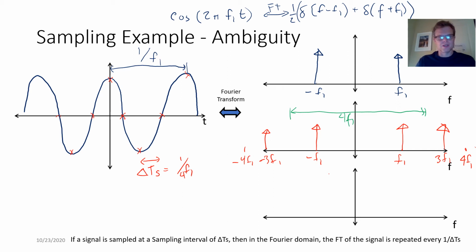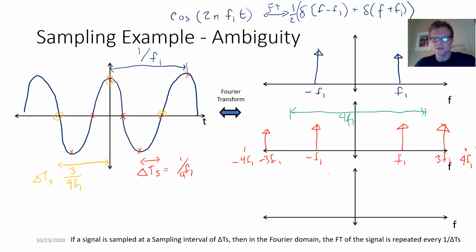However, we can start to make some poor choices of the sampling interval. Let's say we chose a much coarser sampling interval, like so, where now our sampling interval is 3/4 f1.